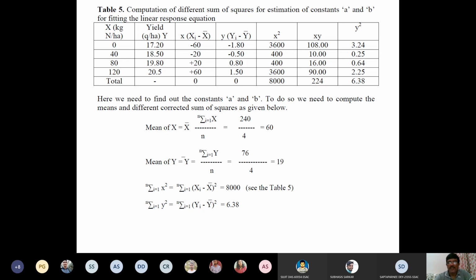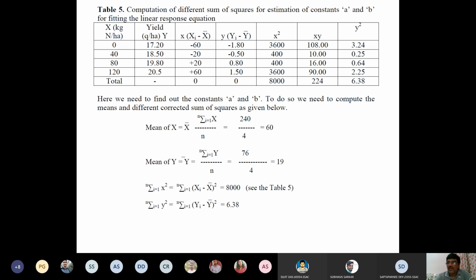Summation x upon n. You make the total of 0, 40, 80, 120, which is 240, divided by 4. 4 is the number of pairs of observations. Similarly, you worked out the mean of y, which is 19. And then you need to work out small x square, column number 5. In column number 5, you have x square. This is the square of the deviations against mean. And you can make the total of x square, which will be summation x square. Here the value is 8,000.